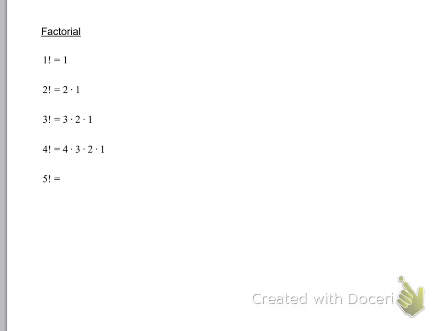All right, last thing I want to share with you is the factorials. Factorial is an exclamation point in math. And when you put it behind a number, it means to multiply sequentially all the way down to 1. So, for example, 1 factorial is 1, 2 factorial is 2 times 1, 3 factorial is 3 times 2 times 1, 4 factorial is 4 times 3 times 2 times 1. So 5 factorial, you guessed it, is 5 times 4 times 3 times 2 times 1.